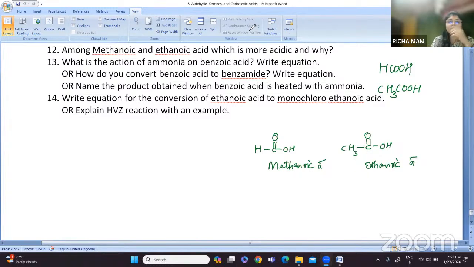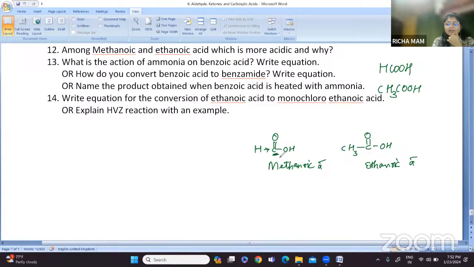See here, they have given two structures. One compound is methanoic acid, another is ethanoic acid. I have drawn the structures for both. They have asked which of these two is more acidic. When we see the methanoic acid structure, you can see that the hydrogen is directly attached to the carbonyl carbon.